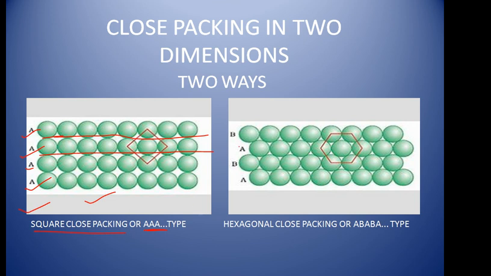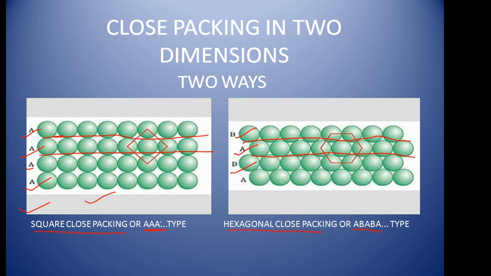Now another option is, if you keep the first line in this way, the second line you can keep in another way. See, this is also close packing. But this first line is not similar to the second one, and again the next is another one. So you can write this as AB type. The name of this is hexagonal close packing.